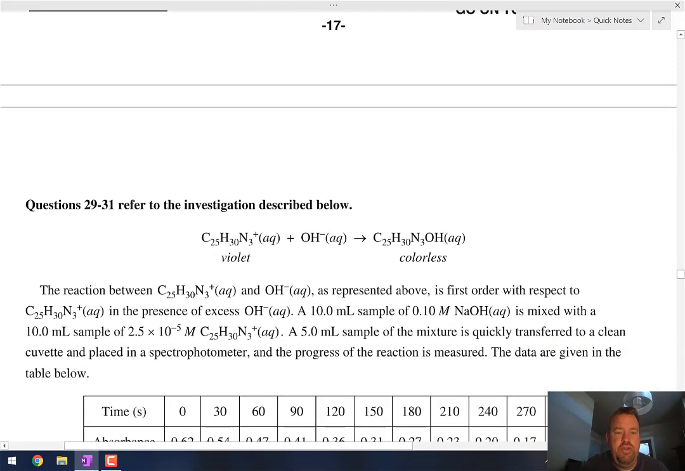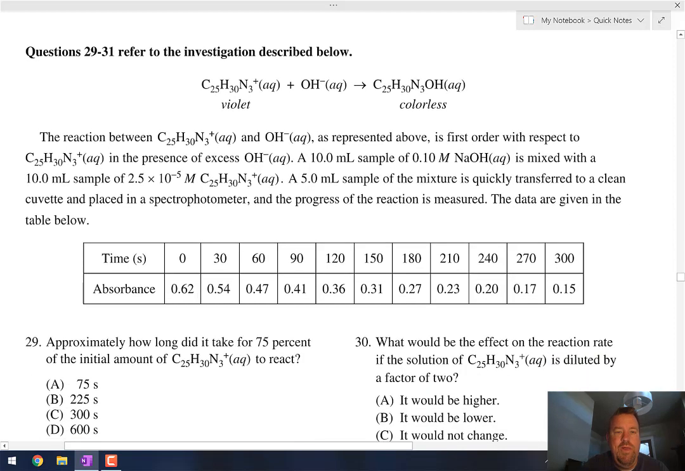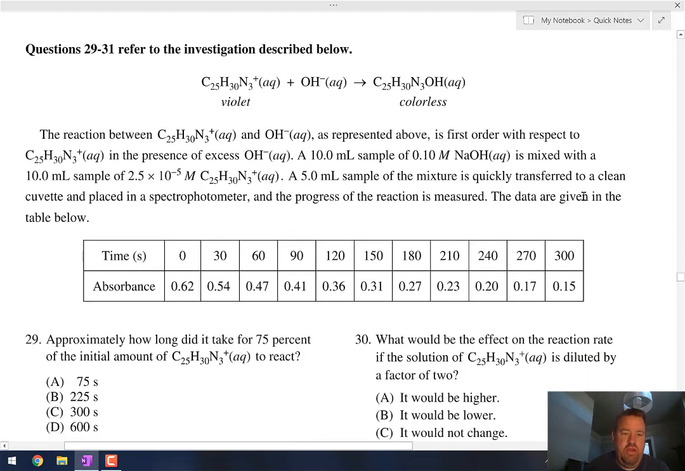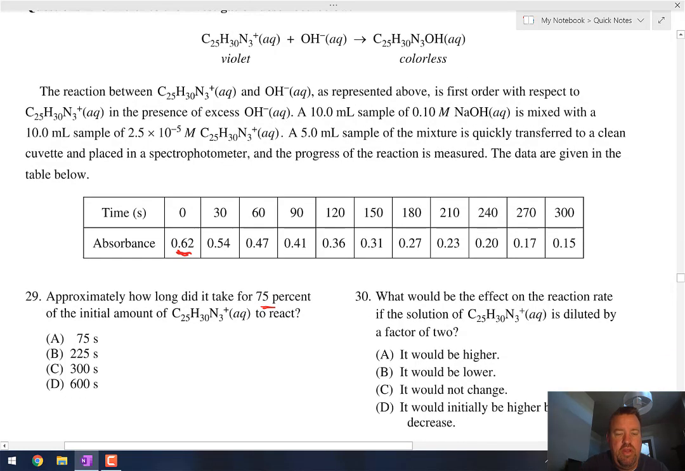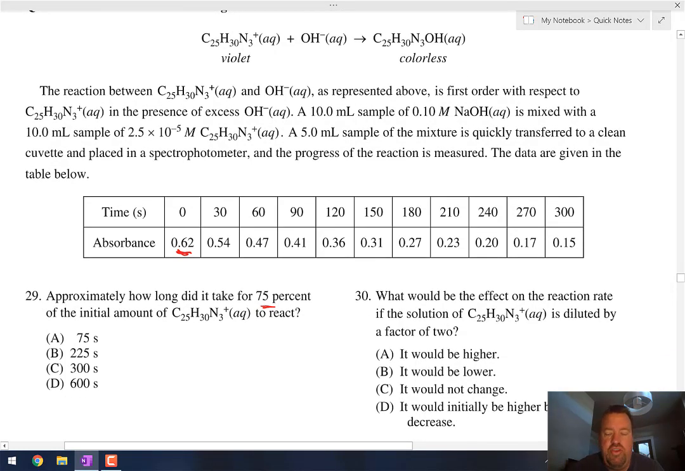Okay, questions number 29 through 31 deal with this information right here. We're starting with an absorbance of 0.62. It wants to know how long it took for 75% of the initial amount of the C25H30N3+ to react. So if the initial absorbance was 0.62, with 25% of that remaining, you'd be down to 0.15.